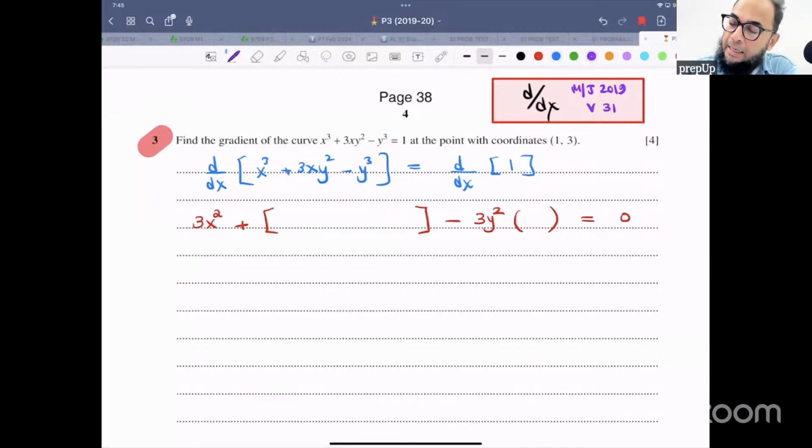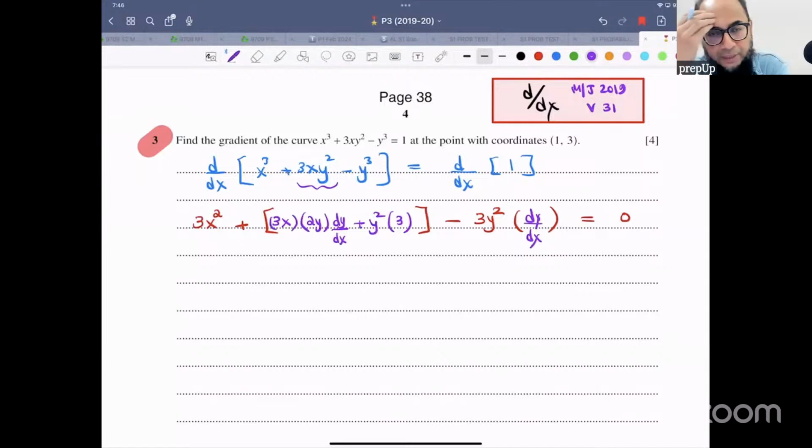Now over here, that is this thing, 3xy square, you have to apply product rule. This is 3x into the derivative of y square, which is 2y y prime, or dy by dx, plus y square, derivative of 3x is 3. Don't forget to write dy by dx also over here. So that is the basic knowledge that is applicable over here.